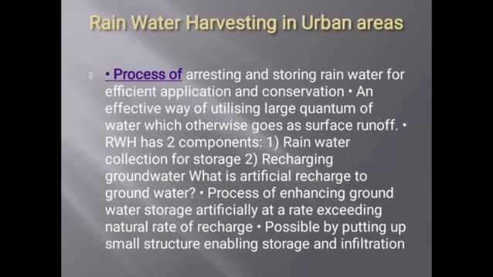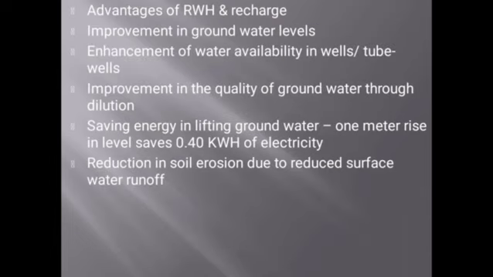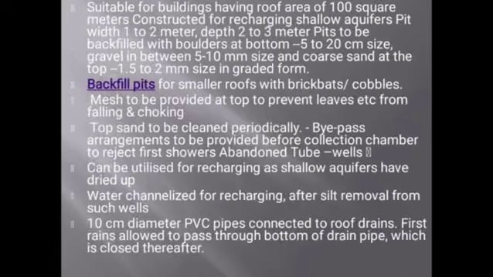Next one, rainwater harvesting in urban areas. Again, there are two components, as we know: rainwater harvesting for storage and recharging of groundwater. The process enhances groundwater storage artificially above the existing natural rate of recharge, by putting up a small structure enabling storage and infiltration. The advantages: improved groundwater level, enhanced water availability, improved quality of groundwater through dilution, savings of energy, reduction in soil erosion, etc.